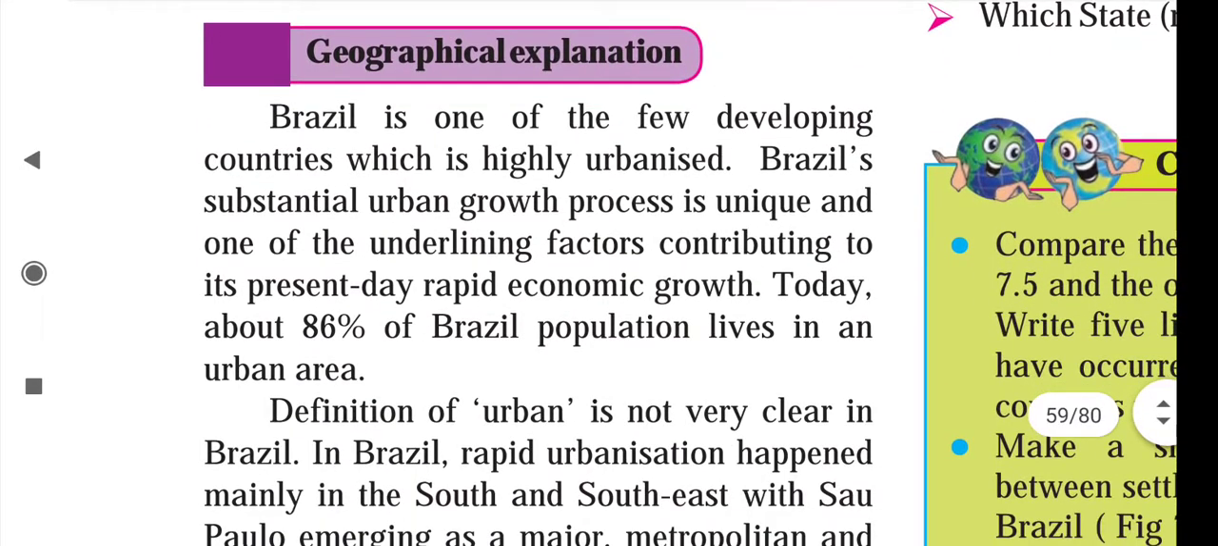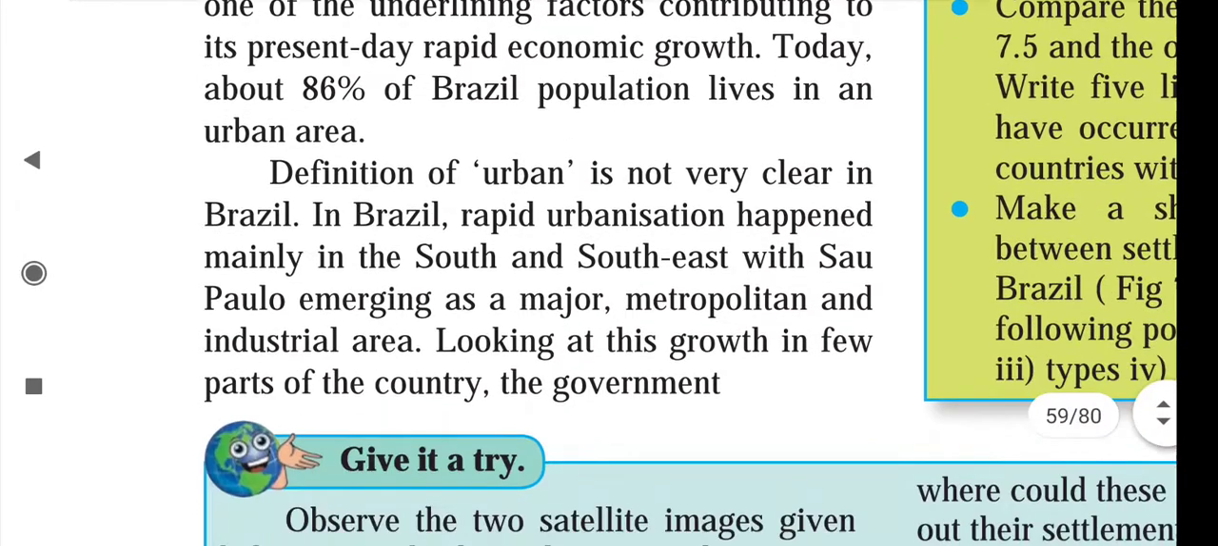Now see, Brazil is one of the few developing countries which is highly urbanized. So Brazil is highly urbanized. Brazil's substantial urban growth process is unique and one of the underlying factors contributing to its present day rapid economic growth. Today, about 86% of Brazil's population lives in urban areas. So here it says that urbanization growth is unique in Brazil, and at present 86% of the population lives in urban areas.